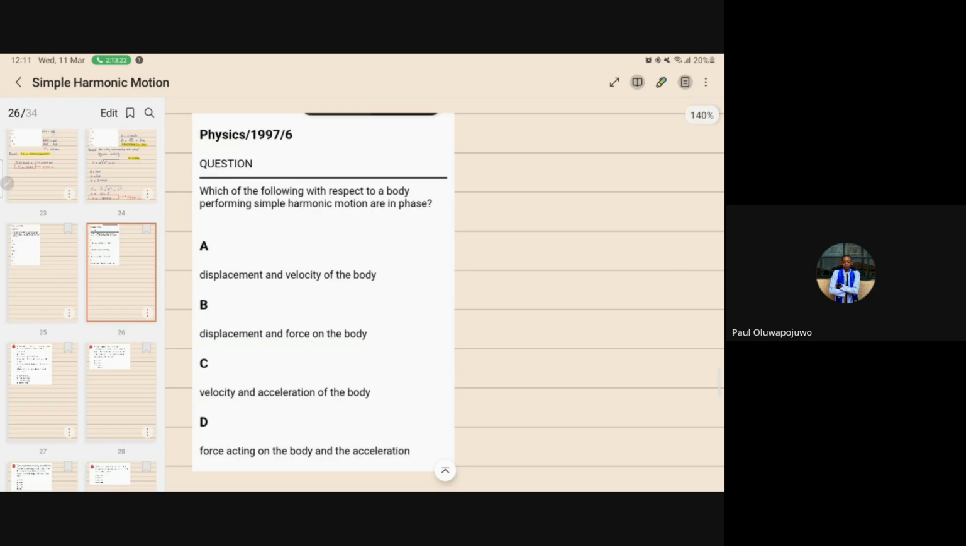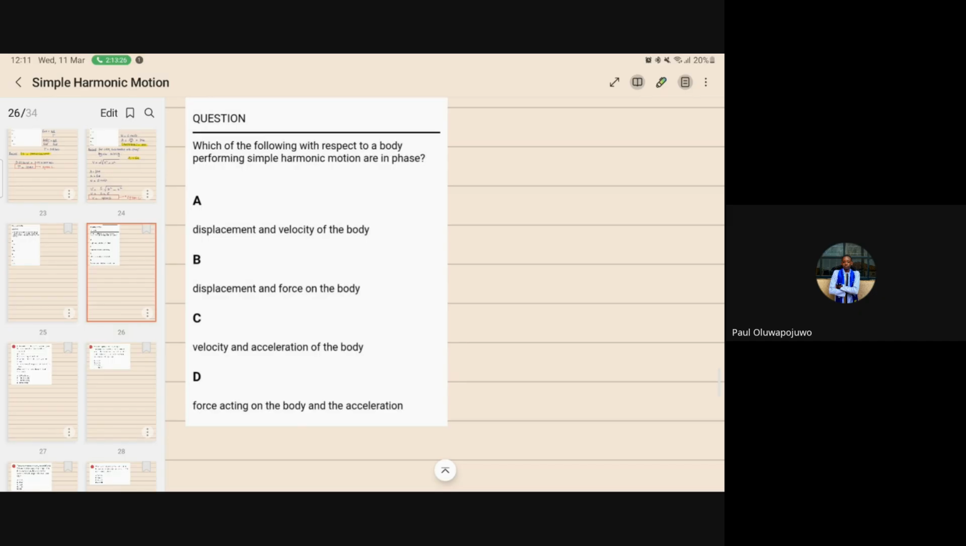Which of the following, with respect to a body performing simple harmonic motion, are in phase? Being in phase means they are the same. A very brief explanation: force and acceleration are in phase, because they act in the same direction. So if I'm to answer that question properly, the force and acceleration are in phase.